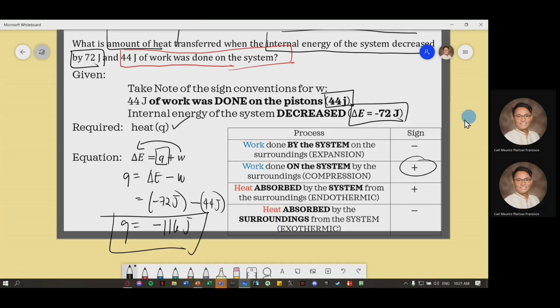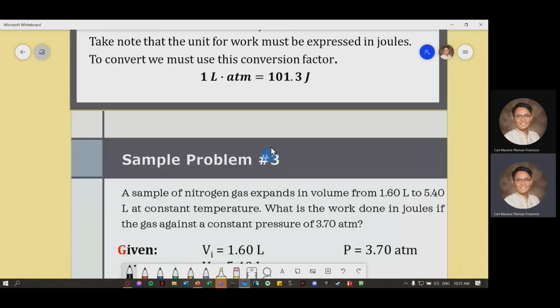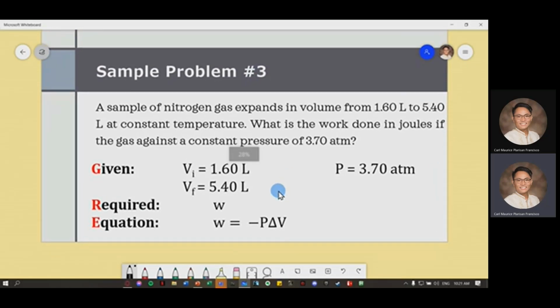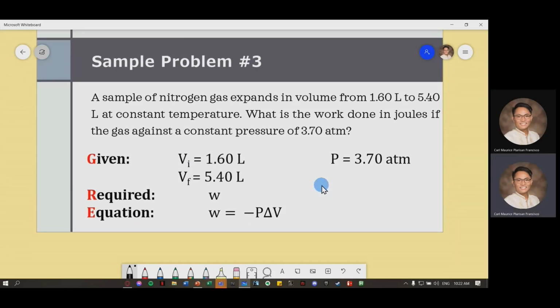Example. Okay, so let me read the example here. A sample of nitrogen gas expands in volume from 1.60 liters to 5.40 liters at constant temperature. What is the work done in joules if the gas expands against a constant pressure of 3.70 atmosphere? So the given required equation is already provided. Your given is initial volume is 1.60, final volume is 5.40, and your external pressure is 3.70 atmosphere.